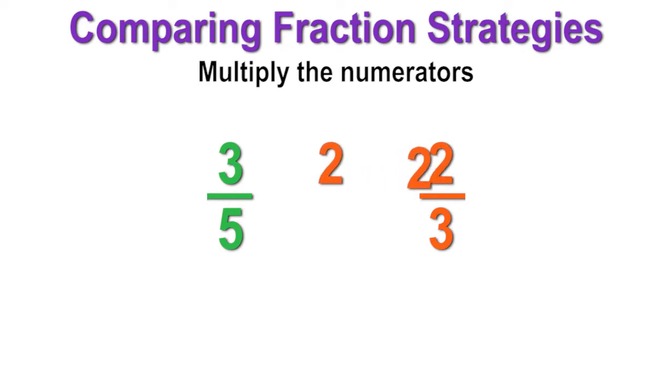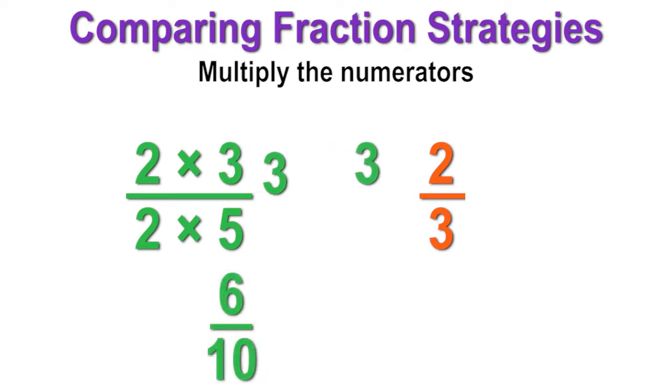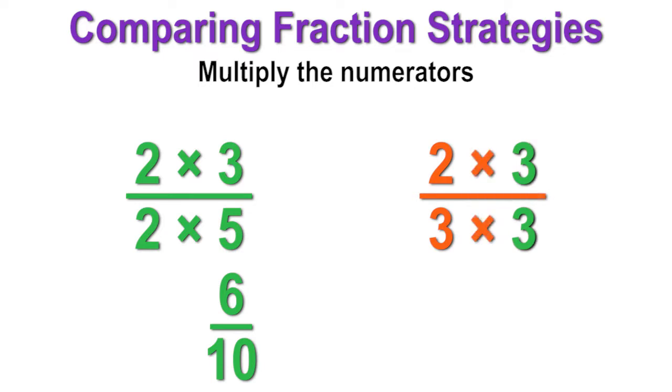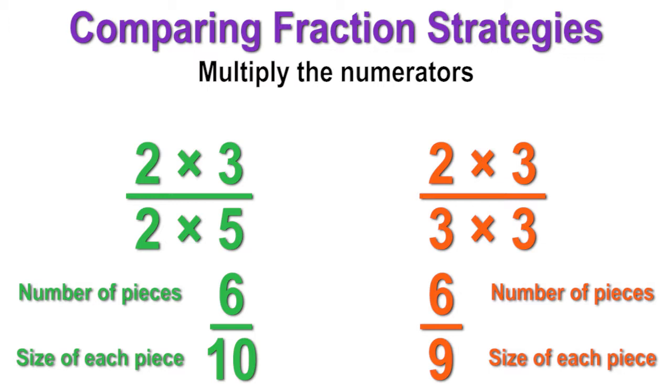First, we will multiply the numerator and denominator of 3/5 by the numerator of 2/3, which is 2. This will give us the equivalent fraction of 6/10. Second, we will multiply the numerator and denominator of 2/3 by 3, which is the numerator in 3/5. This will equal 6/9. To compare with common numerators, remember that both fractions have the same number of pieces, 6. However, the size of the pieces differs. 10ths pieces would be slightly smaller than 9ths pieces, so 6/10 is less than 6/9.